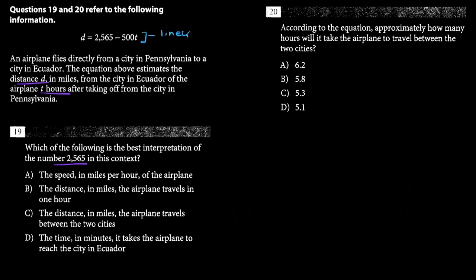a linear equation. And what that means is that there's going to be a slope and there's going to be a y-intercept. In particular, the minus 500t is going to be our slope. It is the rate of change, right? But we're not concerned about that. We're concerned about 2565, which is our y-intercept.